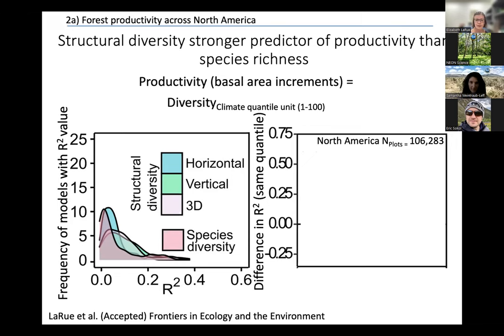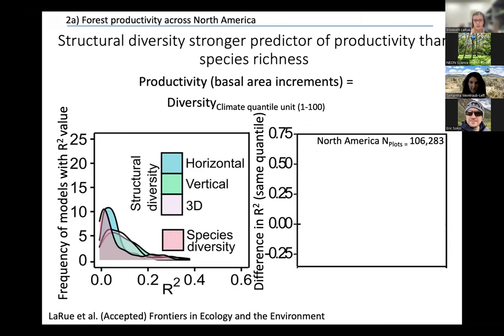regressions. So the way this is summarized here, the graph on the left shows the frequency of those climate quantile units, how many of those diversity predictors of productivity models had a specific R-squared value, showing this as a histogram. And species diversity is the pink histogram, so this is the one here in the far left. And then the structural diversity metrics are the purple, green, and blue. And you'll notice that the purple, green, and blue histograms have a distribution skewed more to the right, where there are more models with higher R-squared values.